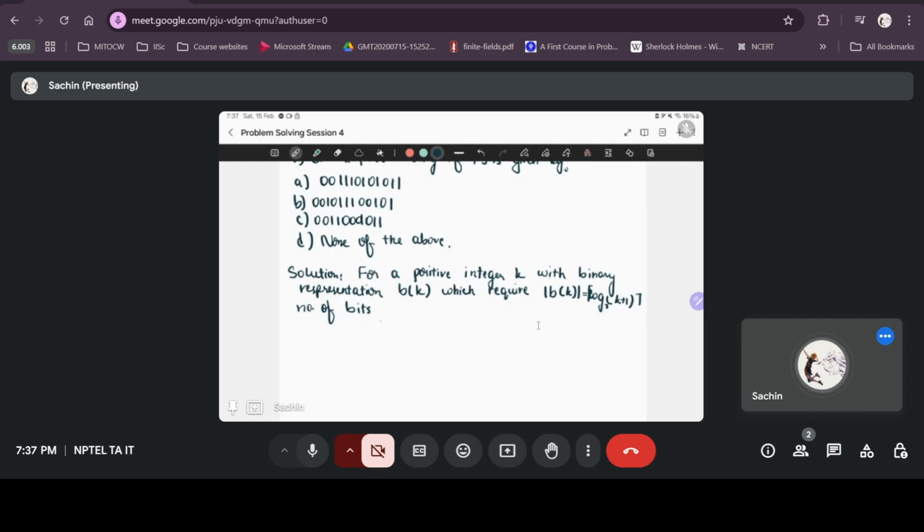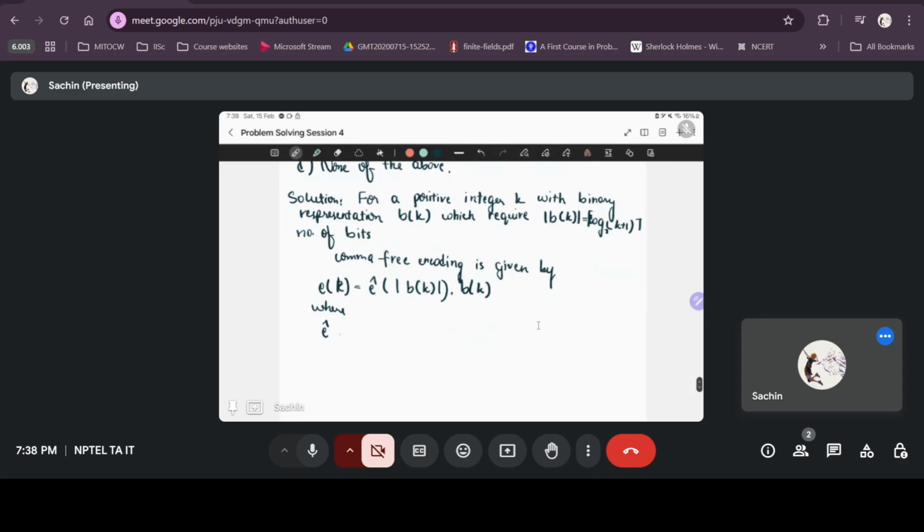With this notation, the comma free encoding is given by E of k is E hat of B of k concatenated with B of k, where E hat of B of k or E hat of a number p is U of mod of B of p concatenated with B of p, where U of n is 0 n minus 1 times followed by 1.